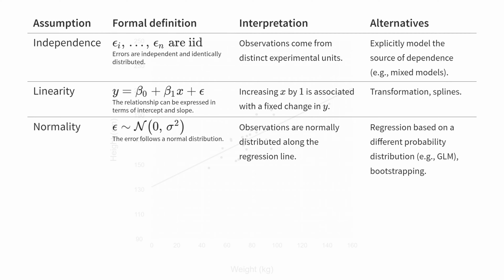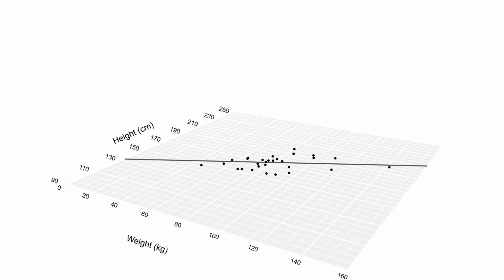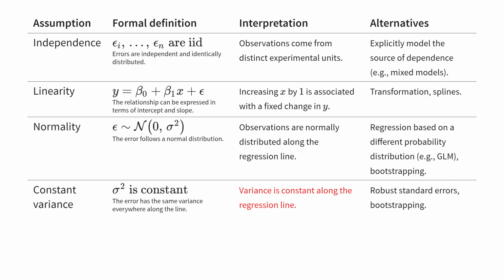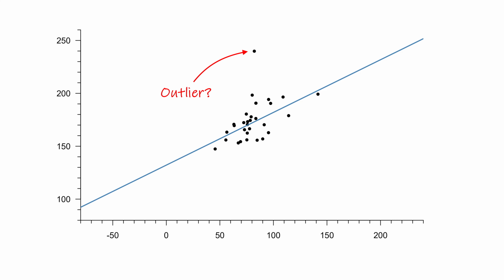Normality means that if we would take our regression line and flip it over like this, the errors we make follow a normal distribution along the regression line. Constant variance means that the variance of this normal distribution does not change as we travel along the regression line. And finally, we should also check for outliers. How far is an observation removed from the rest?